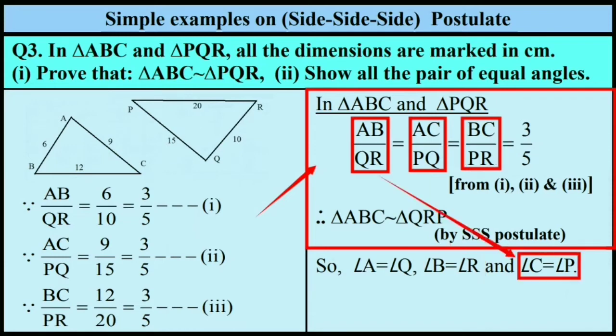And finally, the sides ratio AB by QR determines angle C equal to angle P, because AB has the opposite angle C and QR has the opposite angle P. This question is over.